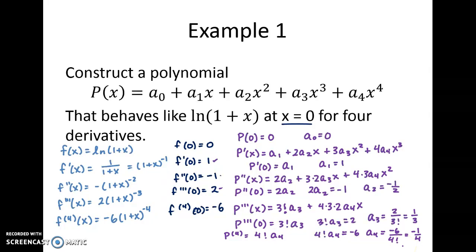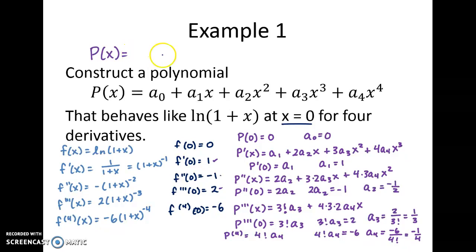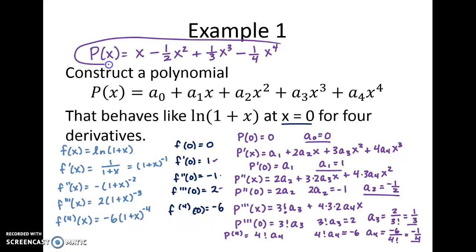So what we're saying, after all that work, is that this polynomial, p of x equals 0 plus 1x, plus negative 1/2 x squared, plus 1/3 x cubed, plus negative 1/4 x to the 4th, has all the same behavior as this function, as long as we're close to 0, for 4 derivatives.